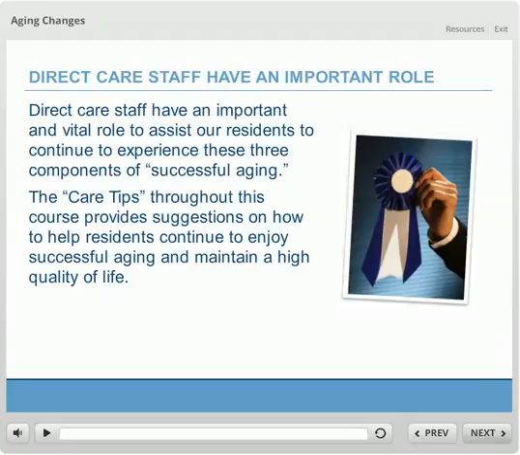Direct care staff have an important role. Direct care staff have an important and vital role to assist our residents to continue to experience these three components of successful aging. The care tips throughout this course provide suggestions on how to help residents continue to enjoy successful aging and maintain a high quality of life.